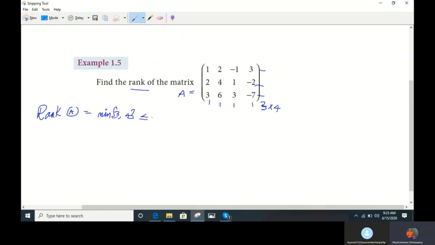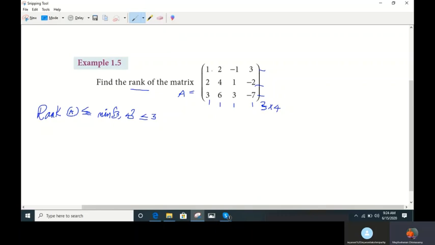So the rank should be less than or equal to 3. Understand, dear students? You should take a 3. So rank of matrix is less than or equal to the minimum of row and column. So rank should be 3 or less than 3. So how to find rank 3 or less than 3, sir? You have to find the determinant of this matrix.